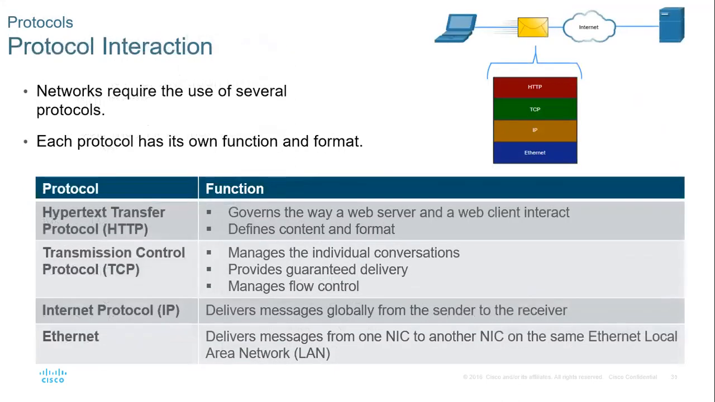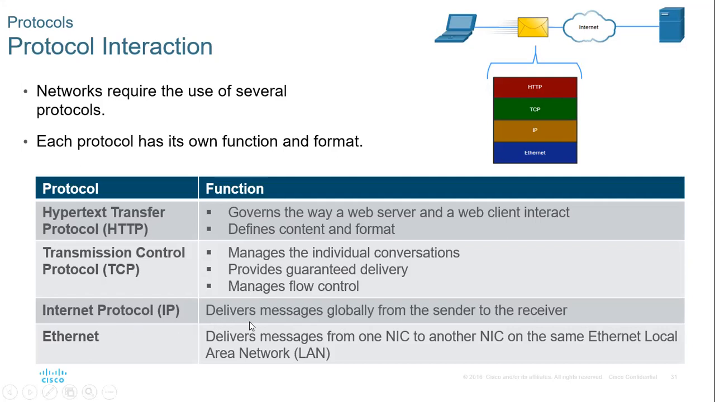Protocol interaction. Networks require the use of several protocols. Each protocol has its own function and format, like HTTP, TCP, IP, Ethernet. HTTP stands for Hypertext Transfer Protocol. It governs the way a web server and web client interact, and defines content and format. TCP, Transmission Control Protocol, manages the individual conversations. It provides guaranteed delivery. It also manages flow control. As I told previously, what is flow control? It is very important in computer networking.